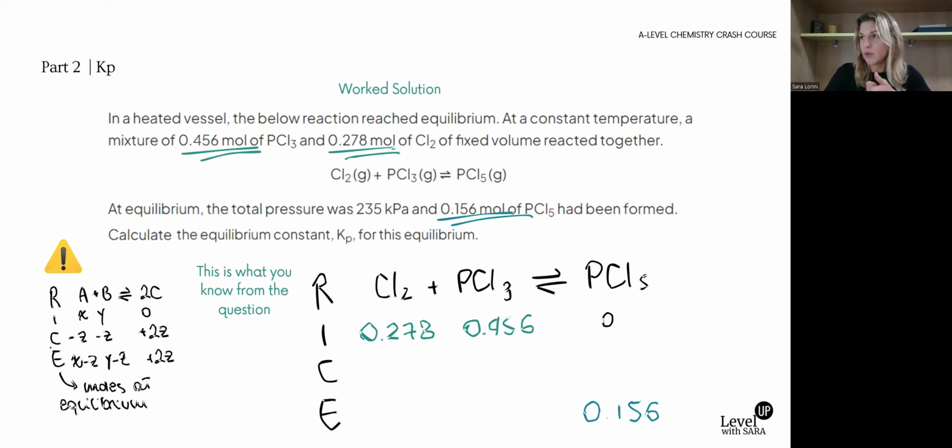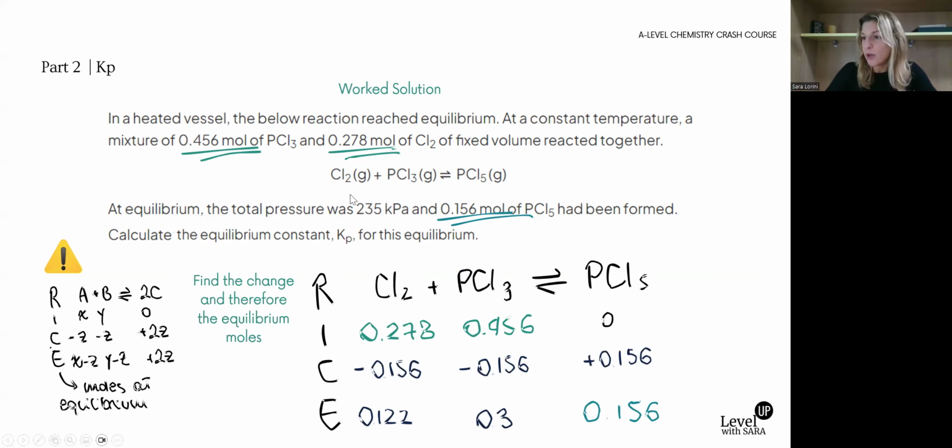You know the initial moles of PCl3 and Cl2, and then you know the equilibrium amount. Okay, remember that if the reaction hasn't started yet and it's not stated in the question, the products' initial value is zero. After that, we can work out the change. Okay, find the change and therefore the equilibrium moles. Remember, normally you find the change from the product and its equilibrium amount, that increases, while of course the reactants decrease by that same amount.